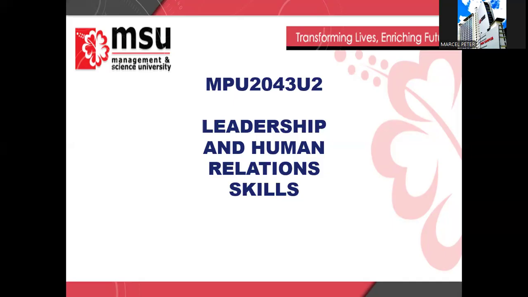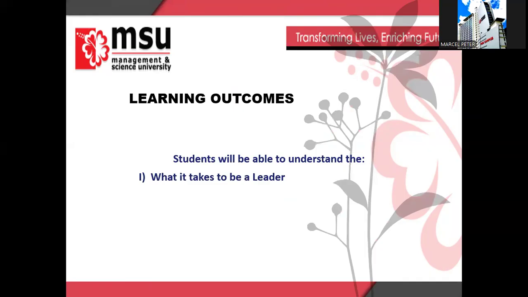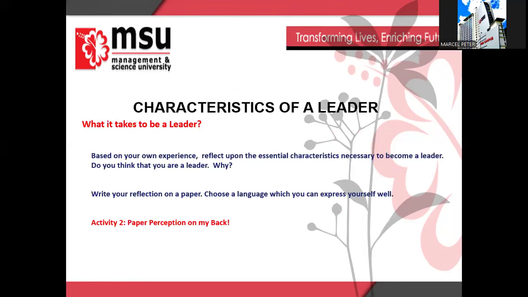Today we are going to continue with MPU 2043U2, Leadership and Human Relations Skills. We are going to look at topic number 2, which is on the characteristics of a leader. The learning outcome for this particular topic will be what it takes to be a leader. So we are going to discuss the characteristics of a leader. The main question for today is, what does it take to be a leader?